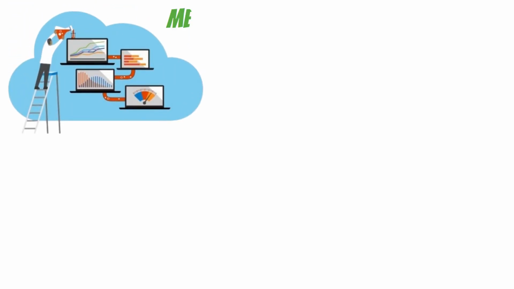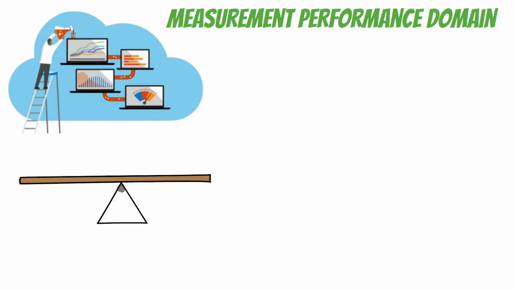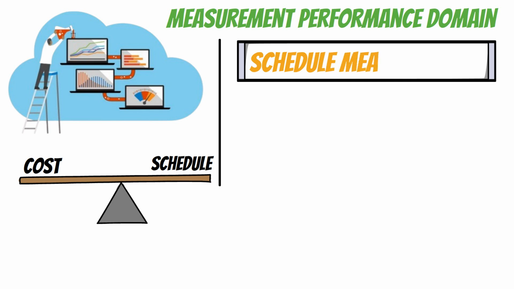This is about baseline performance and resources when it comes to the measurement performance domain. The most common baselines are cost and schedule. First, let's focus on schedule measurements.